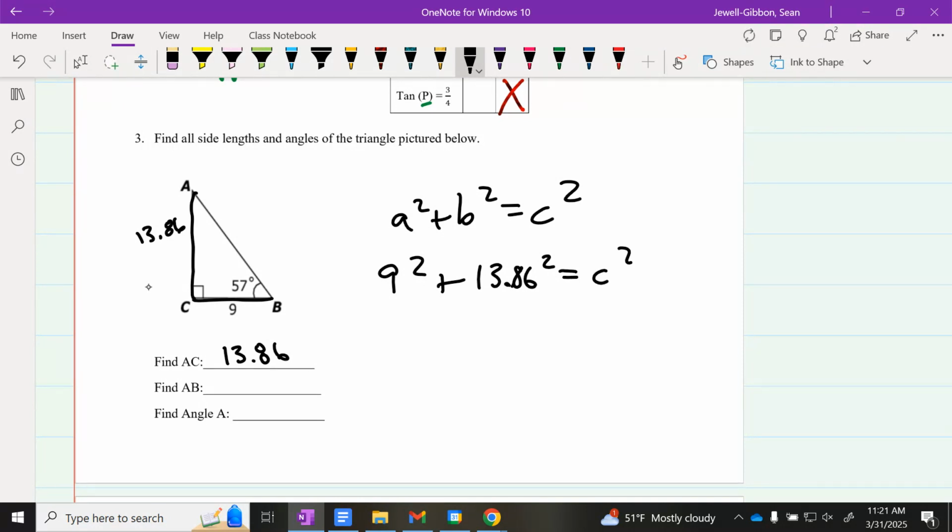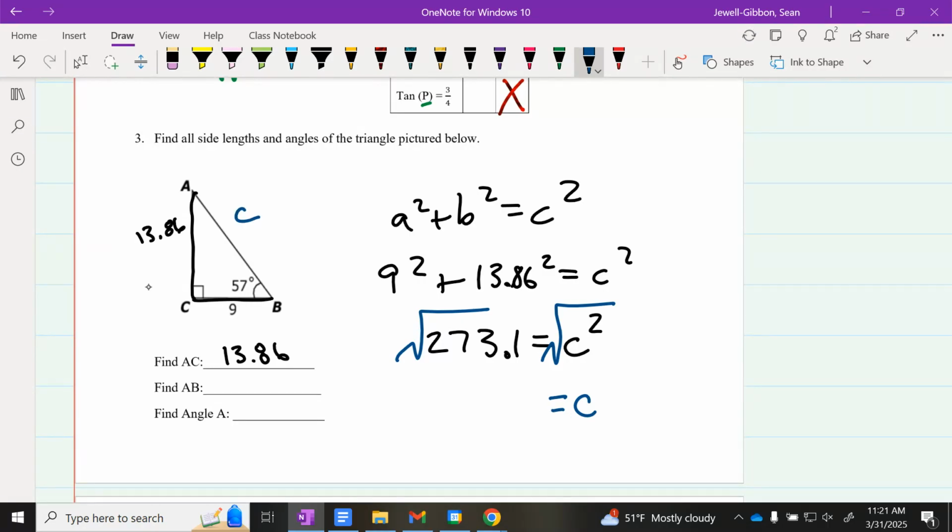9 squared plus 13.86 squared is going to give me around 273.1. So that is not c, that is c squared. So very important that we remember our final step here. We have to take the square root. So taking the square root of c squared just gives us c. Again, this is c that we're looking for here. And the square root of 273.1 is around 16.52.